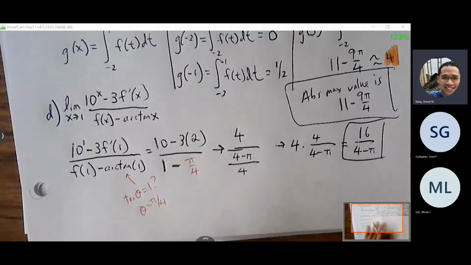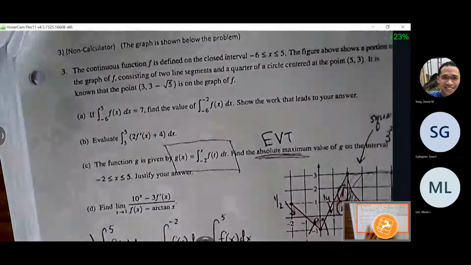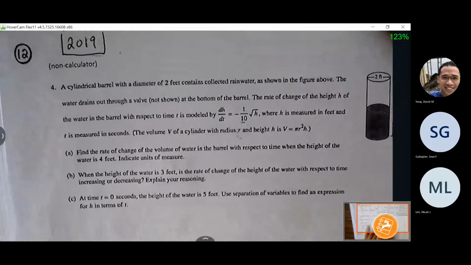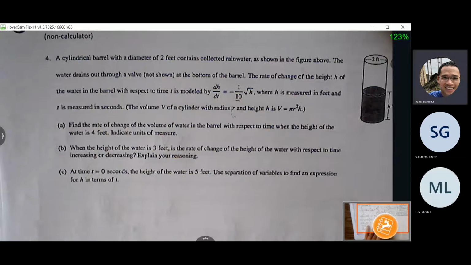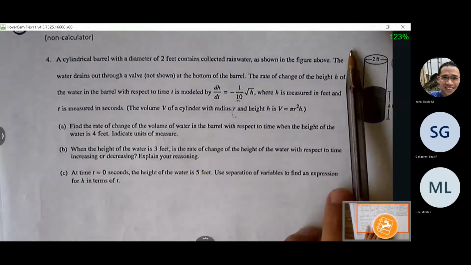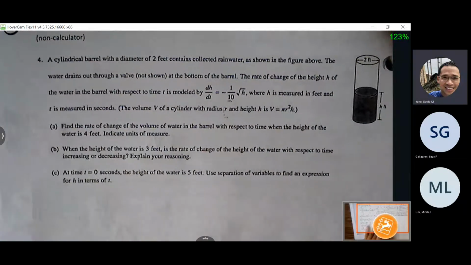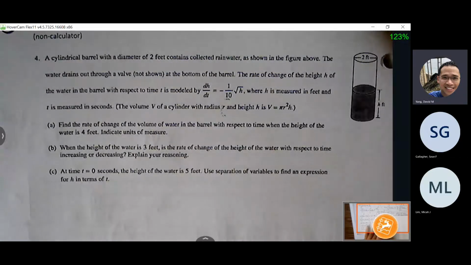Okay, let's look at number 4, page 12. A cylindrical barrel with a diameter of 2 feet contains collected rainwater. The water drains out. It's not shown, but water is draining out. The ratio of the rate of change of the height h of the water in the barrel with respect to time t is modeled by dh/dt.